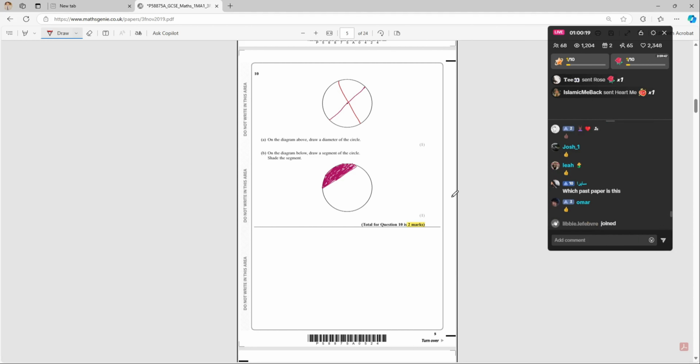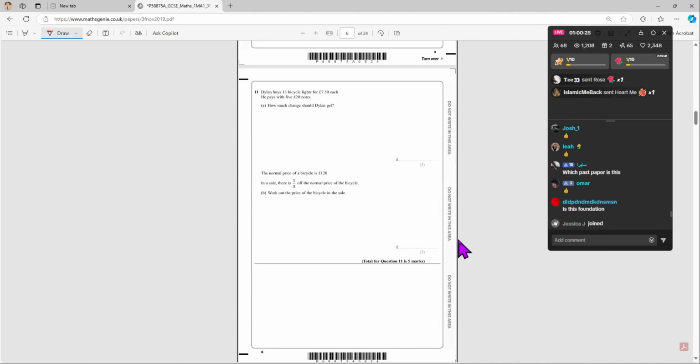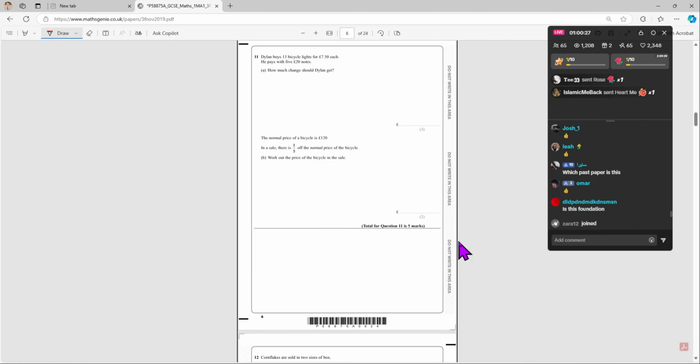This is paper 3 calculator. Paper 3 calculator foundation paper. So question number 11. Dylan buys 13 bicycle lights for £7.50 each. He pays with 5 £20 notes. How much change did Dylan get?